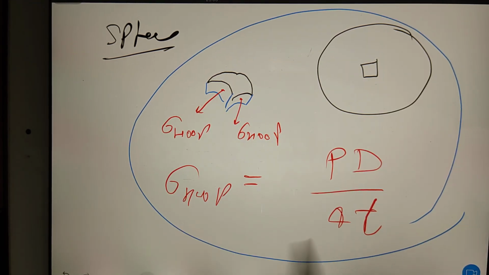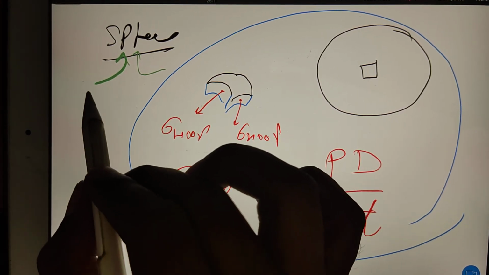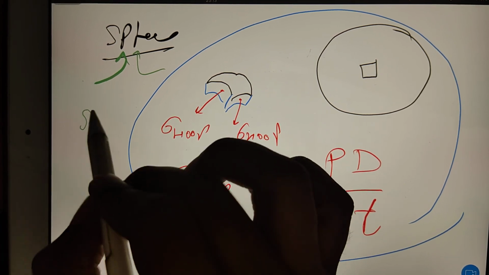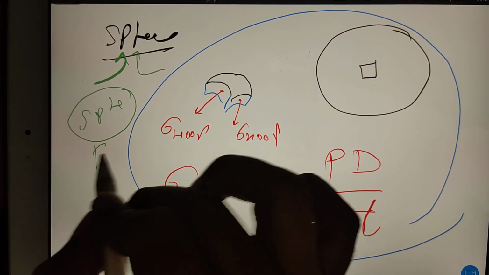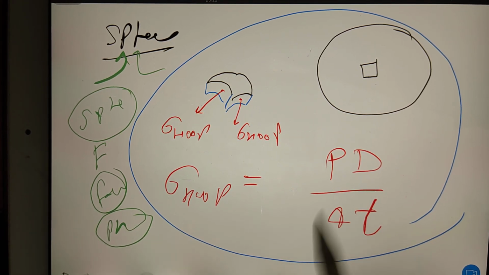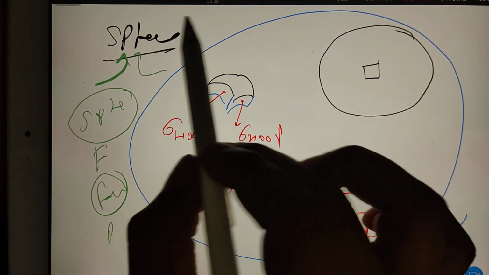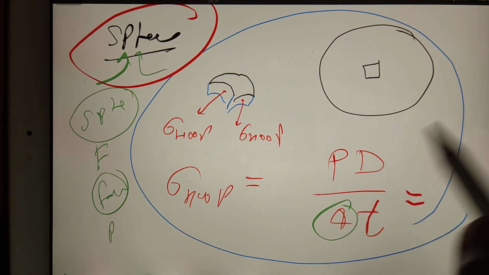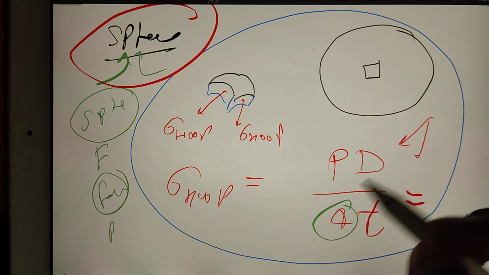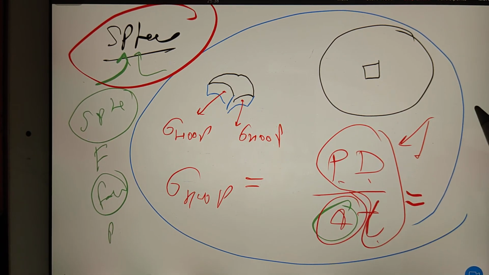Now you have a trick. When you pronounce sphere, four is coming, right? So that's why four will come here. Clear? This trick will help you. It means in case of a sphere, first thing, you have only one formula. Next thing, it is PD by T, which is the same, and this 4 is there for sphere.